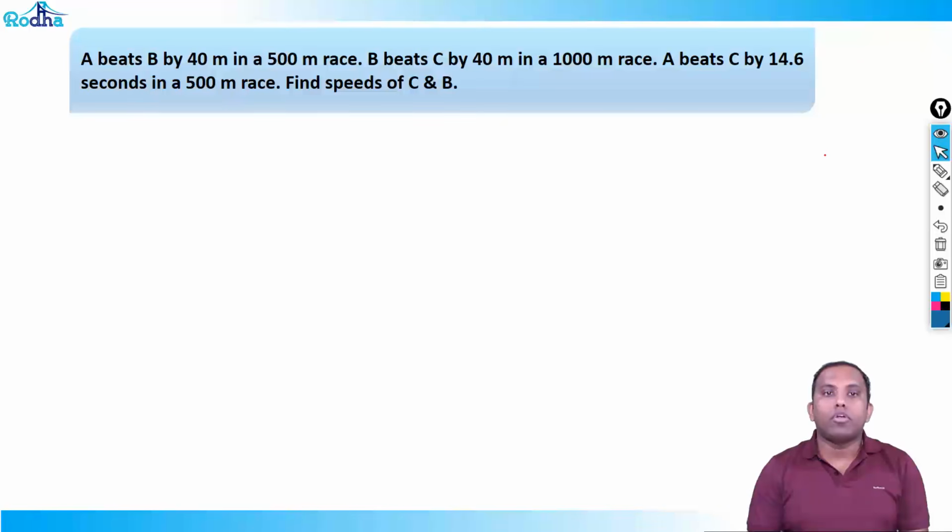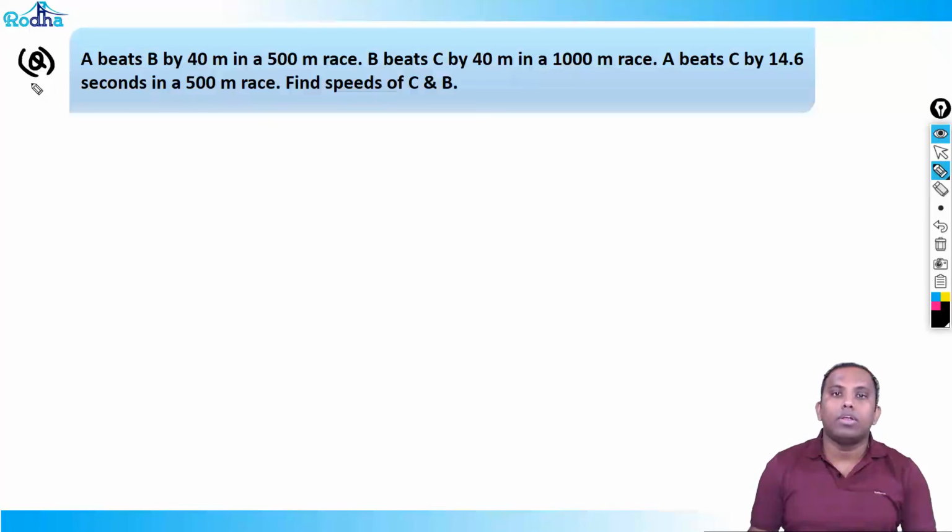A beats B by 40 meter in a 500 meter race. B beats C by 40 meter in a 1000 meter race. A beats C by 14.6 seconds in a 500 meter race. Find the speed of C and B. Now it's a very good question. This is a good question, right? A good high quality question it is, to clear the concept in races.